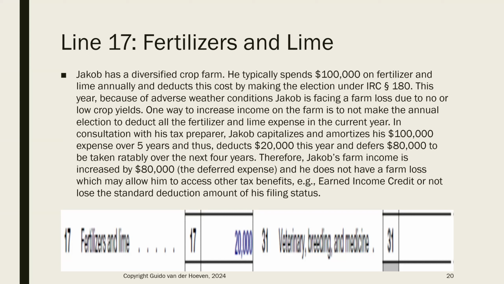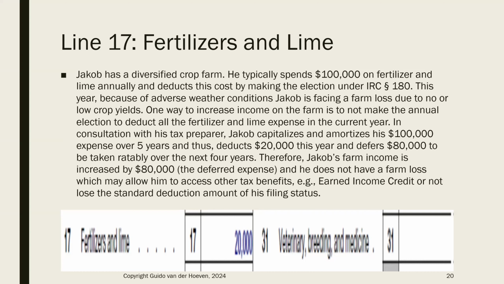So he's got a diversified farm. He spent $100,000 on fertilizer and lime, and he's been doing this for years on average. He typically makes that deduction and just reports it on line 17. But this year, because of adverse weather conditions, he's facing a loss due to a no or low crop year. One way to increase farm income is not to make the annual election to deduct all that fertilizer, but to capitalize it and then deduct it over 5 years.